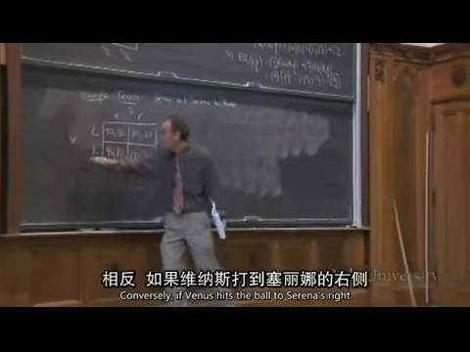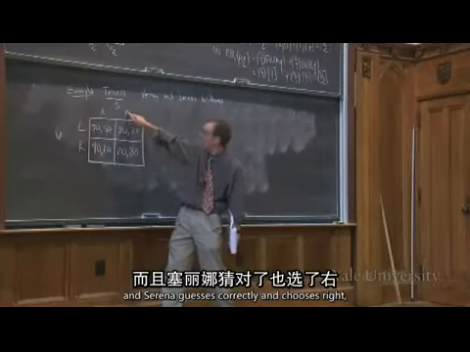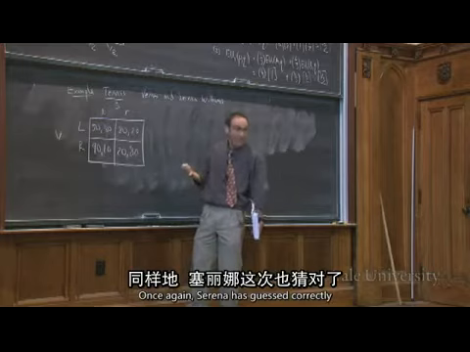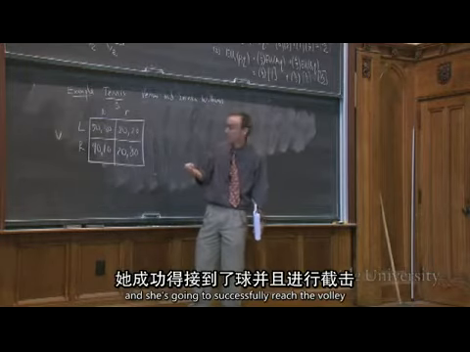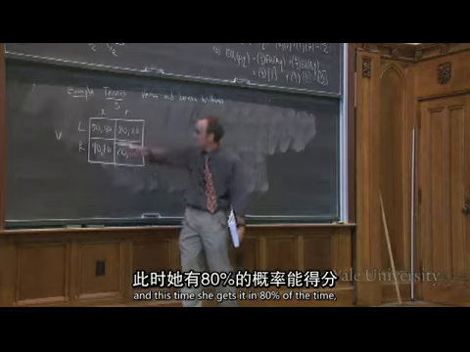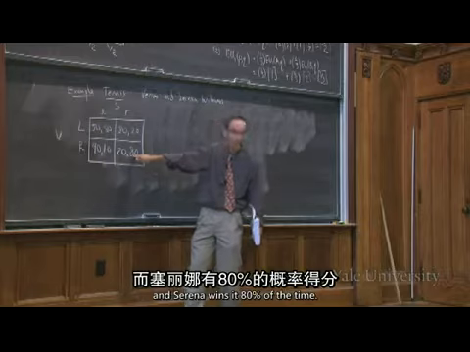And conversely, if Venus hits the ball to Serena's right, and Serena guesses correctly and chooses right, then we're in this box. Once again, Serena has guessed correctly, and she's going to successfully reach the volley. And this time, she gets it in 80% of the time, so Venus wins the point 20% of the time, and Serena wins it 80% of the time.